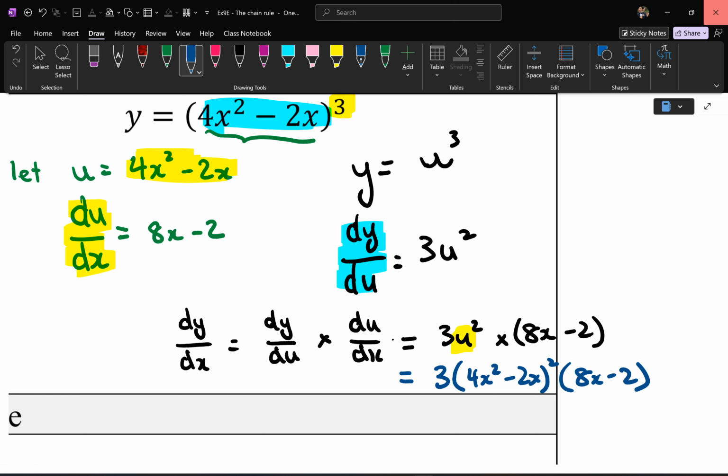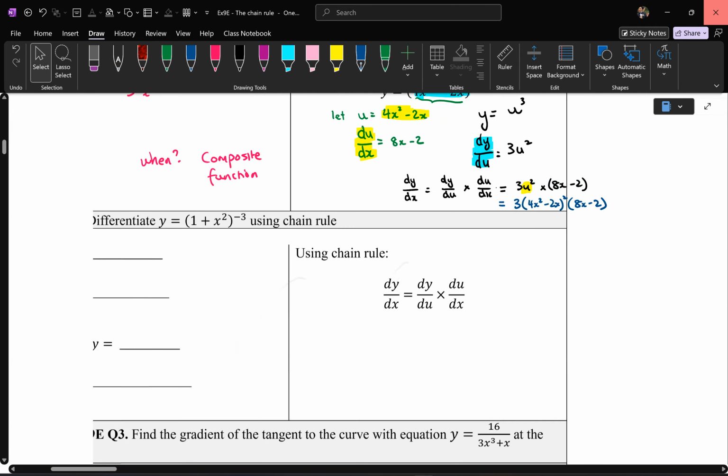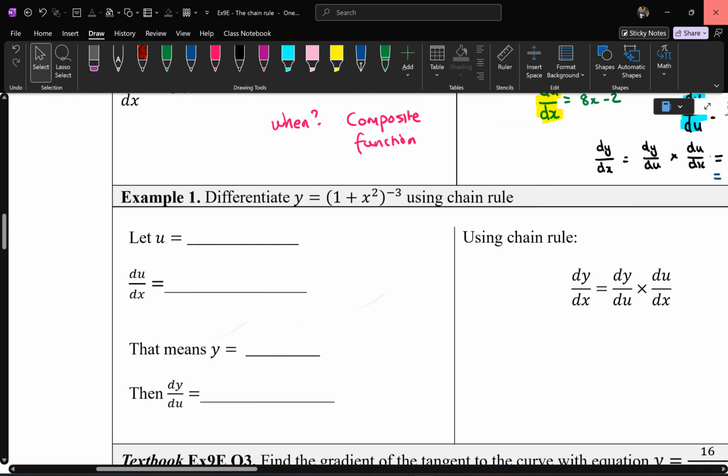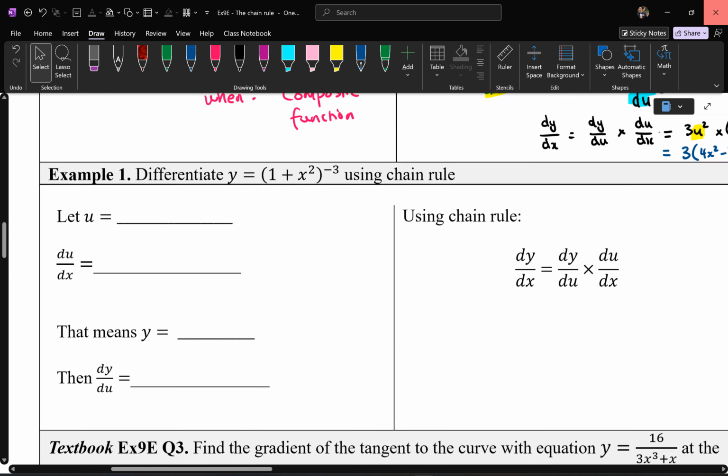So the chain rule takes something that's familiar that you know, and then if you can see a composite function with it, your aim is to get rid of that complicated function, the function that you are substituting in. That's the skill. So let's do another practice. Let's look at example 1. Here's example 1.